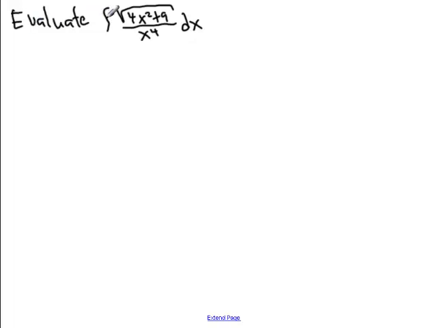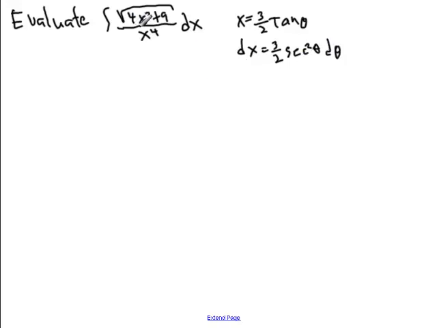Evaluate the antiderivative of square root of 4x squared plus 9, all over x to the fourth, dx. So here we're going to use a trigonometric substitution that's given to us from the table. It's going to be x equals 3 over 2 tan theta. Then dx is equal to 3 over 2 secant squared theta d theta.